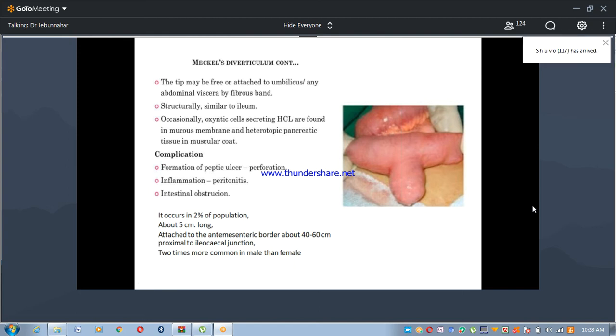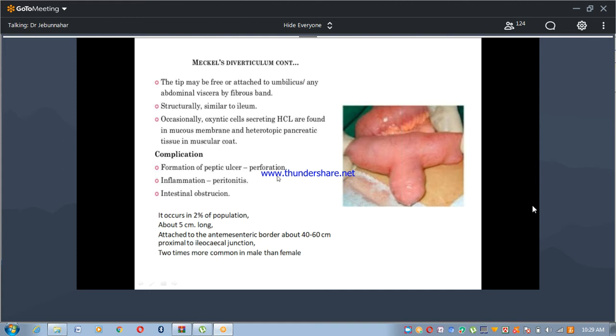Occasionally, oxyntic cells that secrete hydrochloric acid in the stomach are found in mucous membrane, and heterotopic pancreatic tissue in the muscular coat of the vitelline duct. So oxyntic cells that secrete hydrochloric acid and heterotopic pancreatic tissue may be found in the muscular coat of the vitelline duct. So what are the complications?